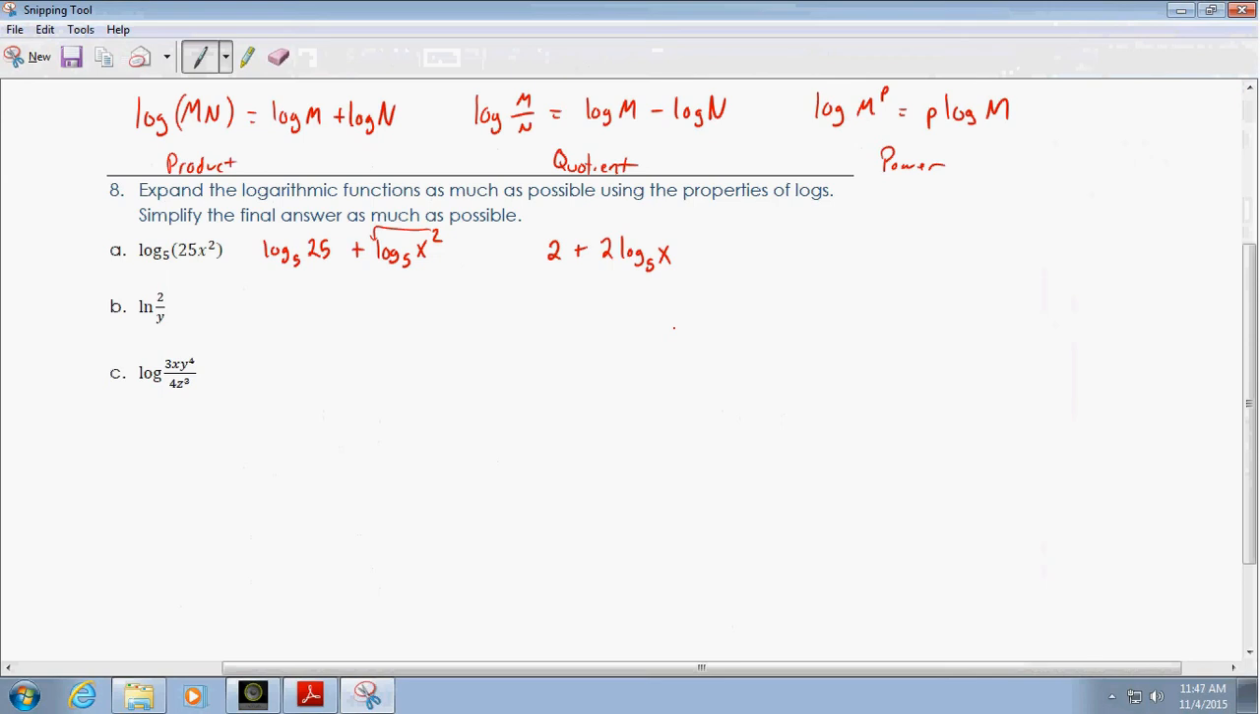Okay? All right, what about B? That's just straight up quotient, right? That's it. Now the last one, which will be worth more than the other two combined.